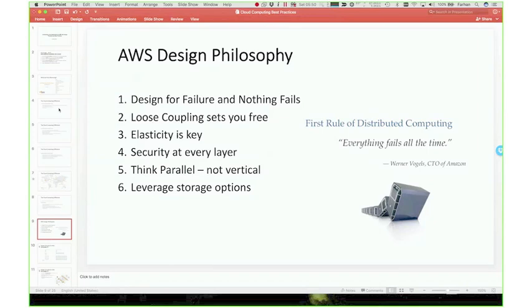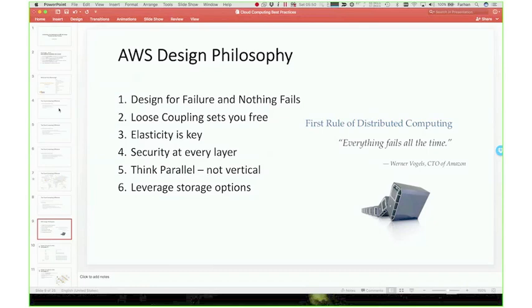The third point is elasticity is key. That means that you have to make use of elasticity, and we will be talking in more detail in the next slide for that, which includes how vertical scaling is different than horizontal scaling and why cloud prefers horizontal scaling.